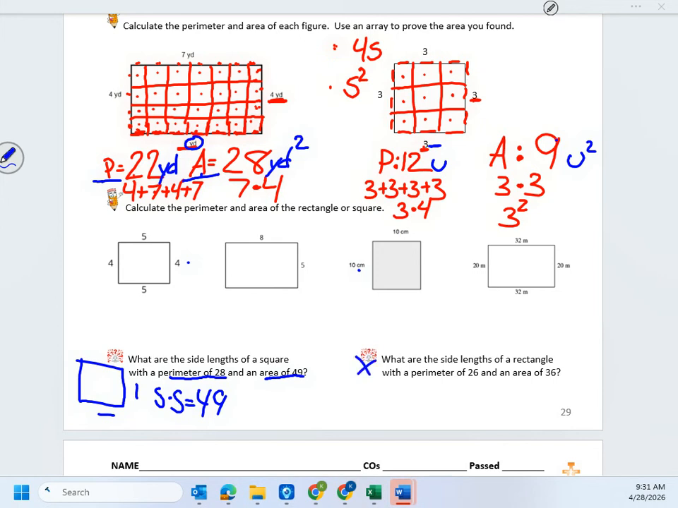Over here, you're going to figure it out on your own. What are the side lengths of a rectangle? So draw your picture of a rectangle with a perimeter of 26 and an area of 36. So remember, it's a rectangle, not a square. So you have to be able to multiply that length times the width to get 36, and then add all four sides up to get 26.